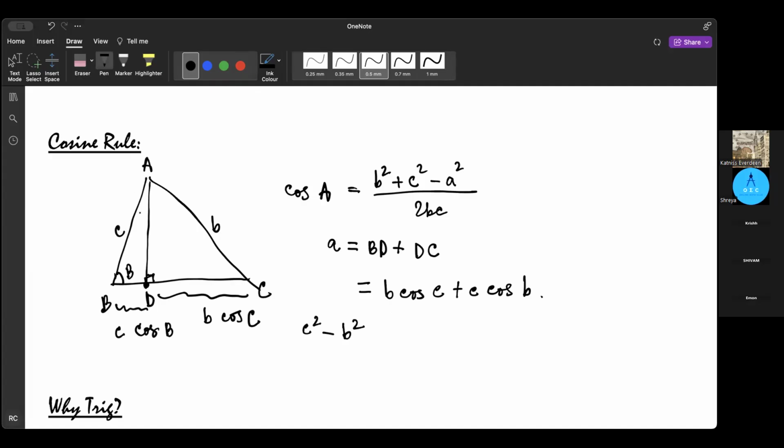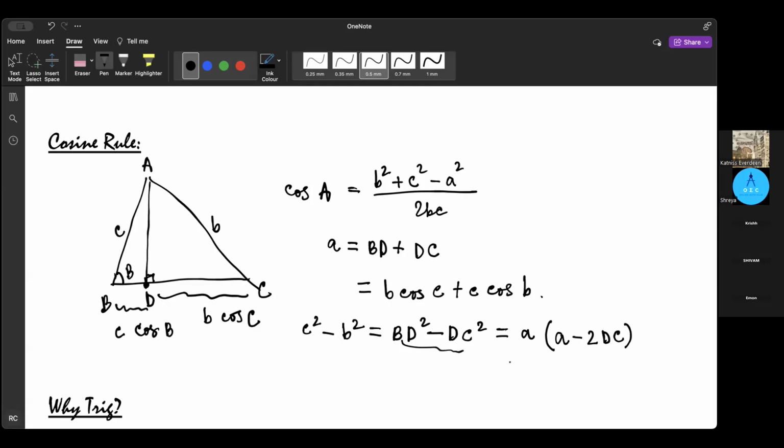Do you see that c squared is ad squared plus bd squared, and b squared is ad squared plus dc squared? So c squared minus b squared is simply equal to bd squared minus dc squared, because the ad squared in there cancels. So we can write it as bd plus dc into bd minus dc. And bd plus dc is simply equal to a, right? And bd minus dc, we can write it as bd plus dc minus 2dc. So that is a minus twice dc.